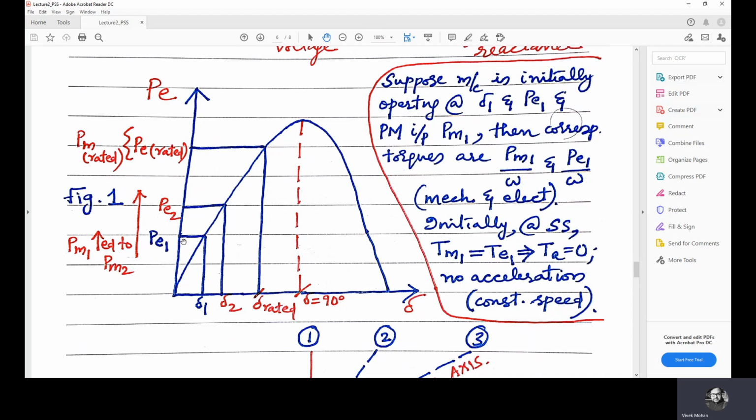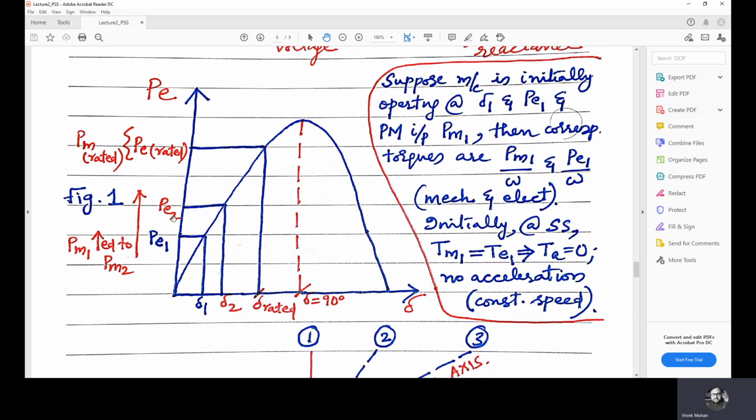From this point, the disturbance considered here is the increase in mechanical input from PM1 to PM2. While increasing the mechanical power input, the electrical output still remains the same at PE1. So the machine naturally accelerates, right? Because PM2 is greater than PE1, the machine accelerates.